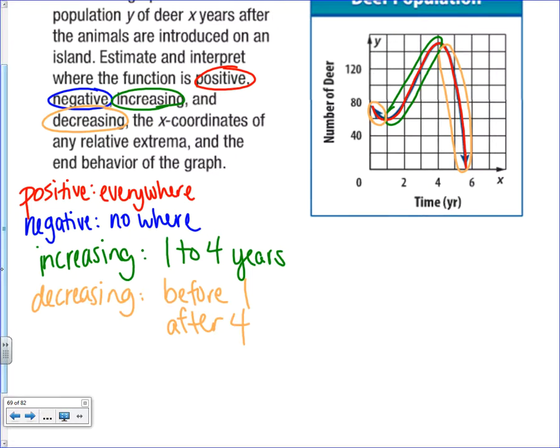Questions for me, guys? Yes, no? We writing it down? Okay, what else am I asking for? Coordinates of x, of the relative extrema. What are extrema? Very high or very low. Take your regular pencil and put points where it's very high, very low.